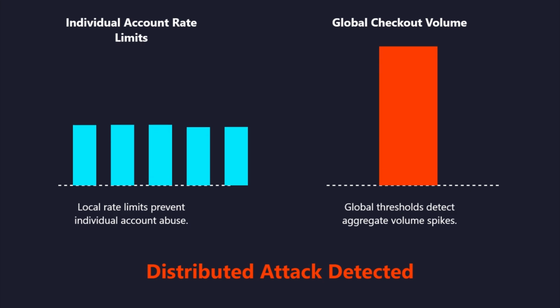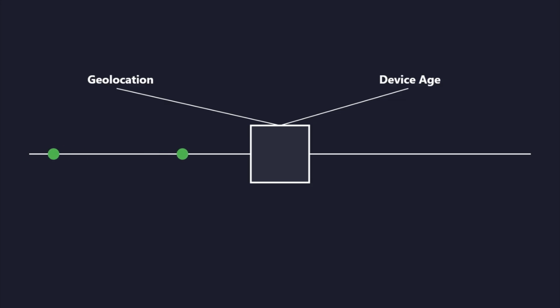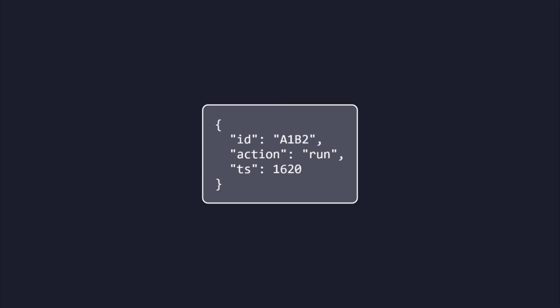Set different thresholds for individual accounts versus global checkout volume. A spike across many guest accounts might indicate a distributed attack, even if no single Internet Protocol address exceeds its own specific rate limit. Incorporate response codes from card issuers into your mitigation logic. Receiving many stolen card or pickup card errors is a definitive signal of an attack and should trigger immediate blocklist updates. Assign a risk score to every transaction based on multiple factors, including geolocation and device age. Requests with a high risk score can be challenged with additional verification steps or delayed to slow down the attacker.